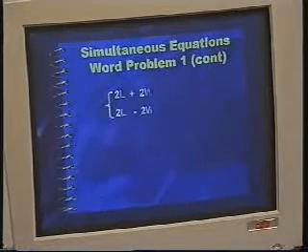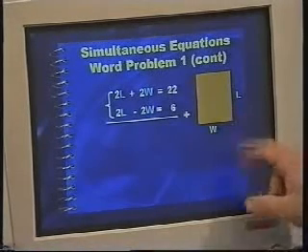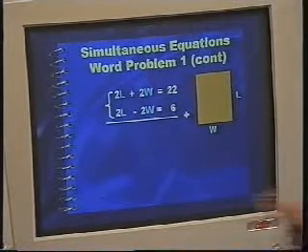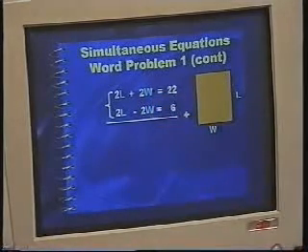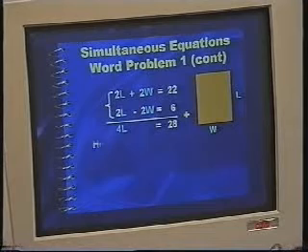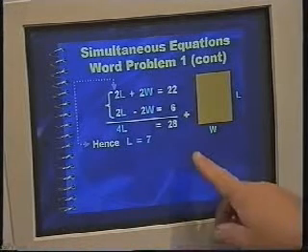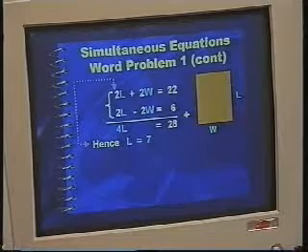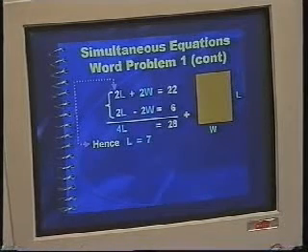On the next screen, that's repeated. I've even drawn a picture there of a rectangle, and we add them up because we want to eliminate W. When you add them up, you get 4L equals 28. From that, of course, we get the length equals 7. And because I know that the length is 3 more than the width, I should be able to tell straight away that the width is 4.